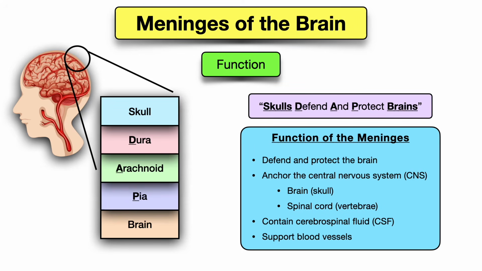The meninges also help to anchor the central nervous system, which includes the brain and spinal cord, to the surrounding skull and vertebrae. And as we already mentioned, the meninges also contain cerebrospinal fluid. Remember, this was in the subarachnoid space. Finally, the meninges help support blood vessels that supply the brain and spinal cord.